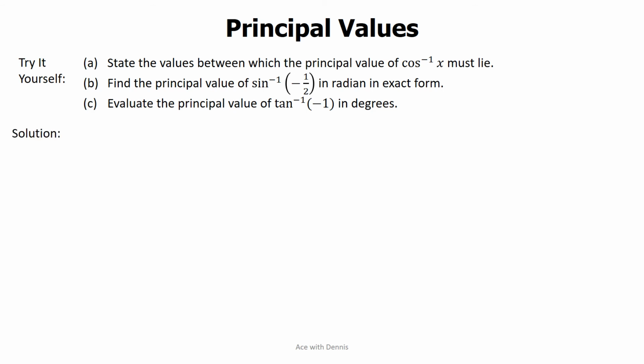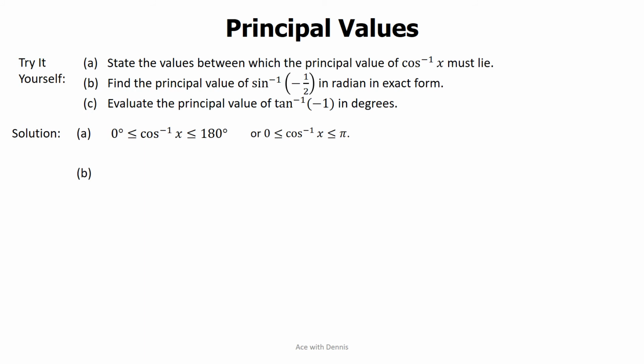Here's the solution. For A, the answer is also very straightforward. We know that the range of the principal values of inverse cosine x is 0 to 180 degrees. It is in the first and second quadrants. That's why the range is from 0 to 180 degrees, or if it is in radian mode, from 0 to pi.